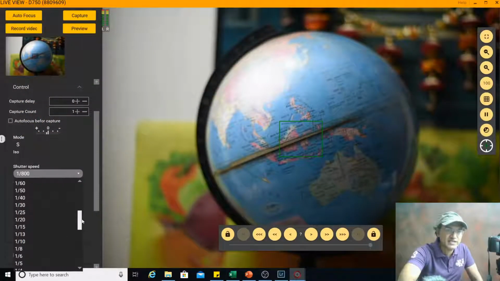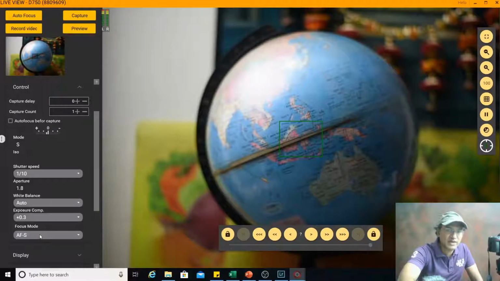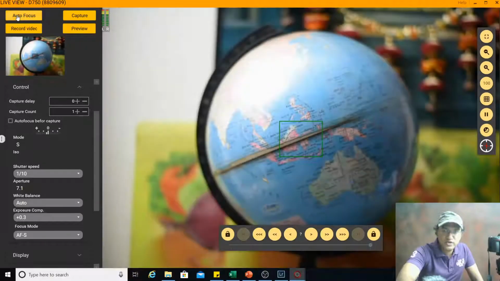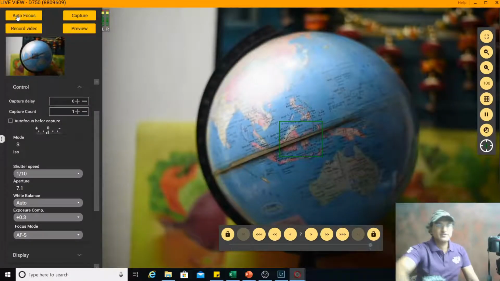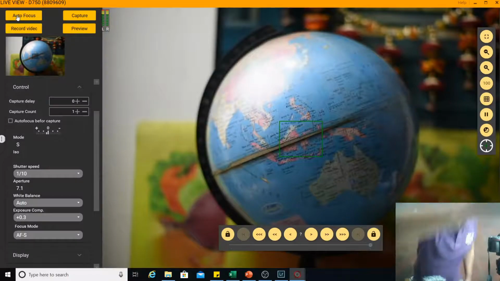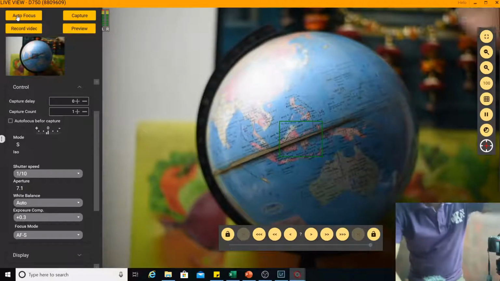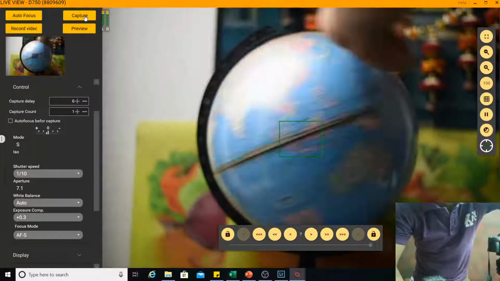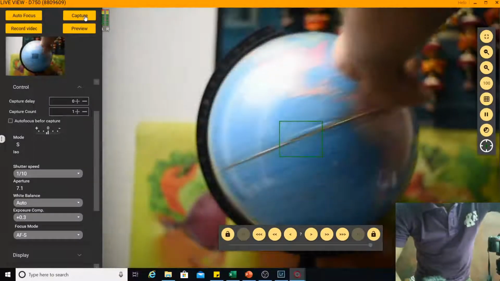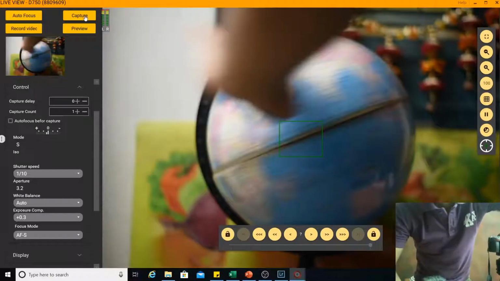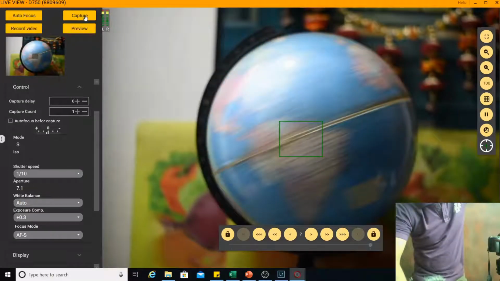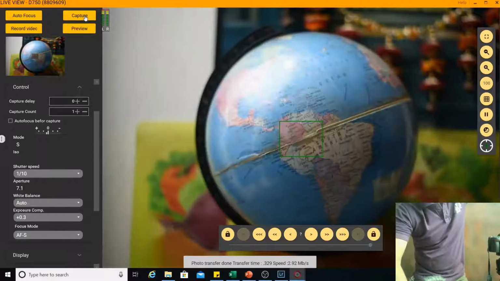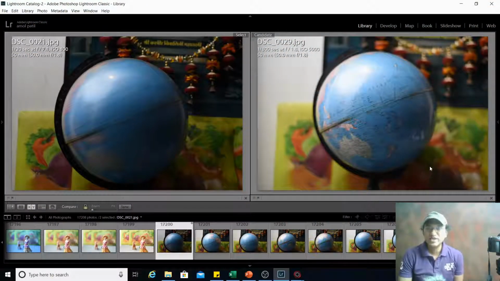30th of a second is slow shutter. I select 1/10th of a second. Okay. Autofocus, right? And I just move the globe so that it is in motion, and we will see what kind of picture we get. Okay, can you see? I'm just moving the globe and then click. Okay, it's very crisp and sharp.